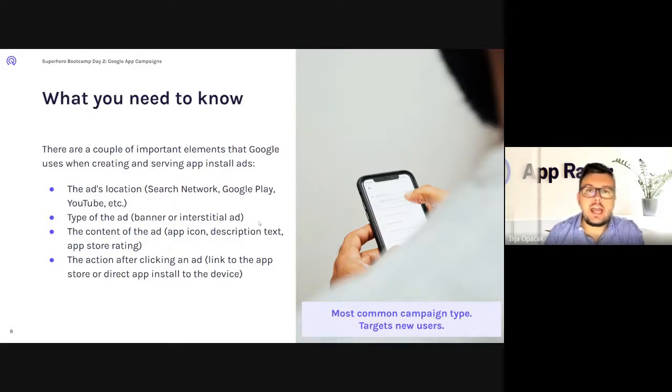An interstitial ad is a full screen ad that is typically not shown between two crucial steps, for example, during a registration or in-app purchases phase. Then there is the content of the ad: the app icon, the description text, and the App Store rating.